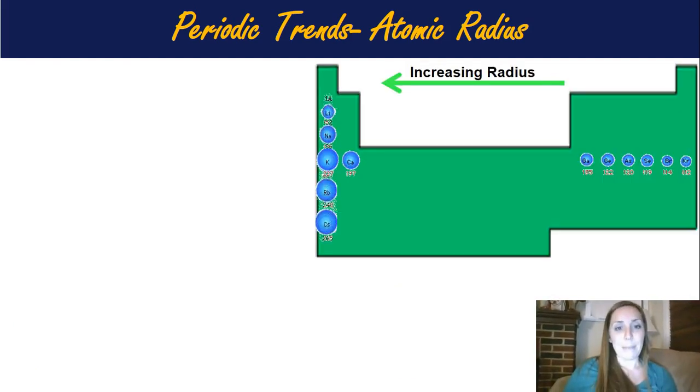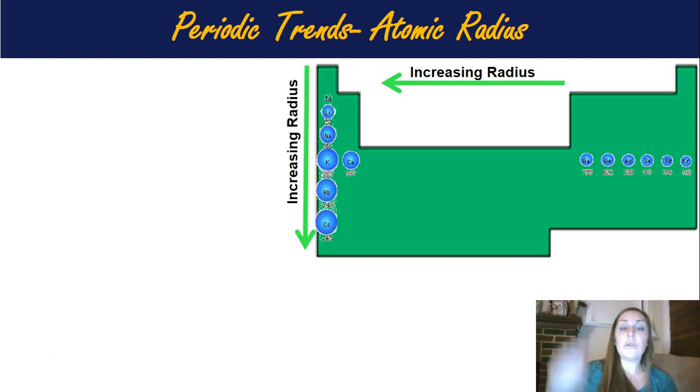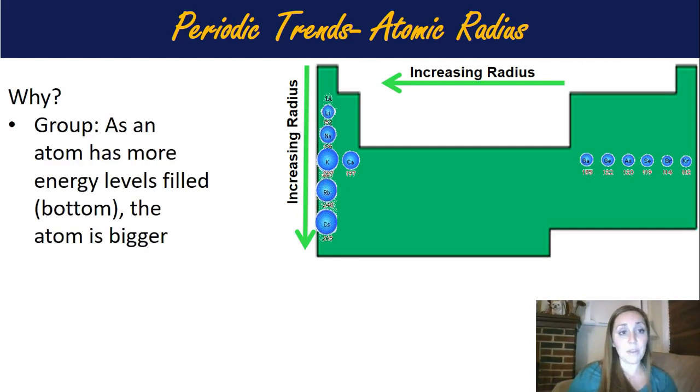All right, so what else happens? Here is up and down a group. So you'll notice that the radius of an atom increases as you go down the periodic table. Why is that? Well, as you look down the groups, you'll notice atoms have more energy levels filled on the bottom, and that's going to make the atom bigger.